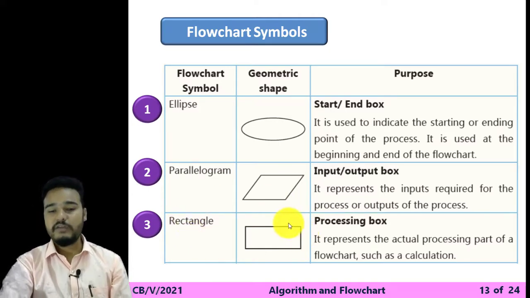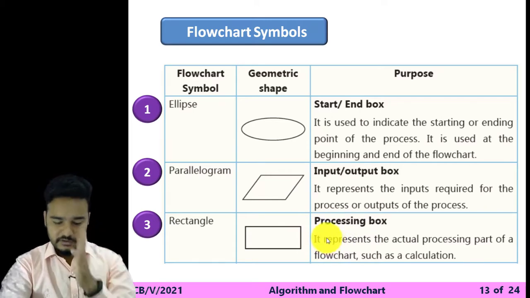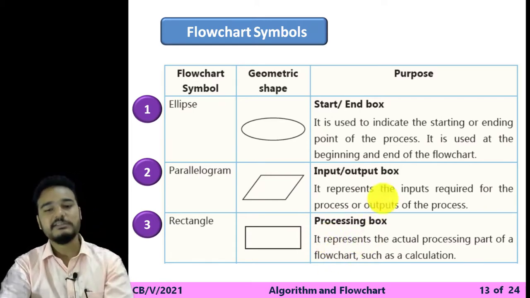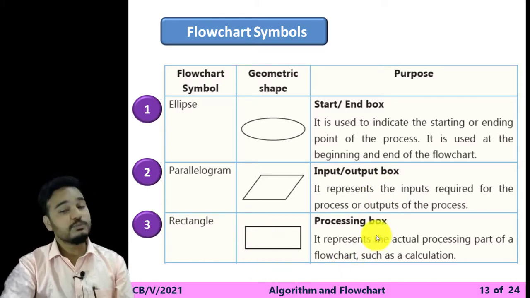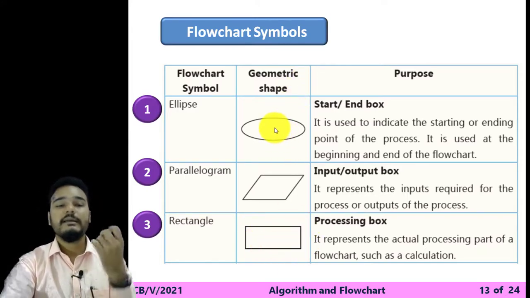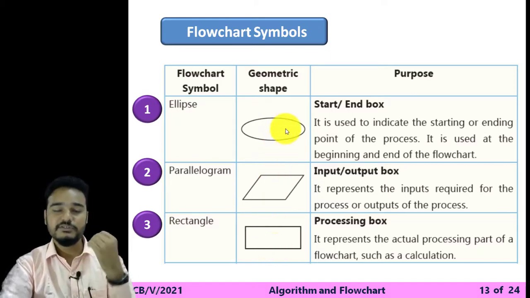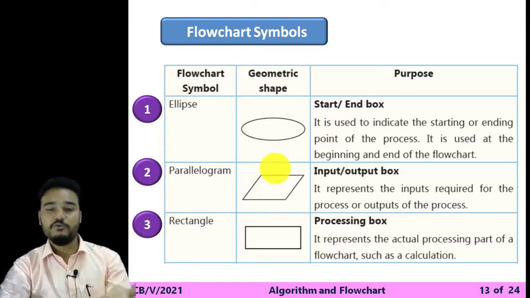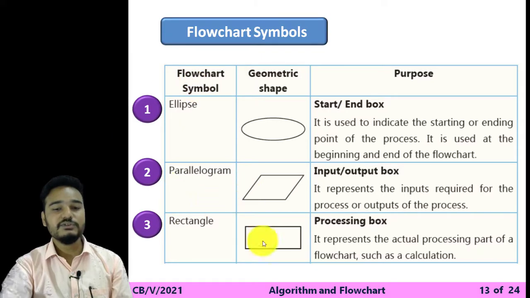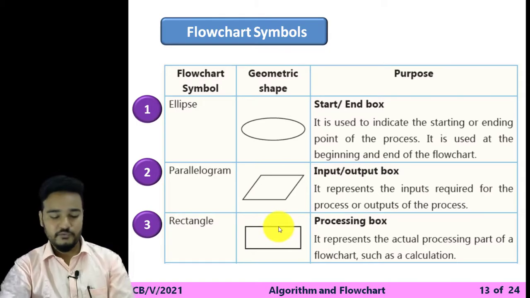The third one is the rectangle. Everyone knows a rectangle. This is used for processing, whatever process is going on. Like in algorithm we have learned cutting the slices of a bread, cutting the slices of a tomato, grating the cheese, applying the cheese. Those processes were shown using this rectangle. So three shapes we have learned: ellipse, parallelogram and rectangle. Ellipse is used for start and end, parallelogram is used for input and output box, and rectangle is used for processing. It shows the processing of your flowchart.